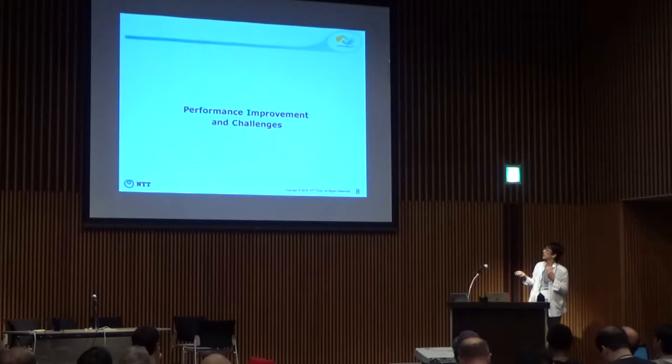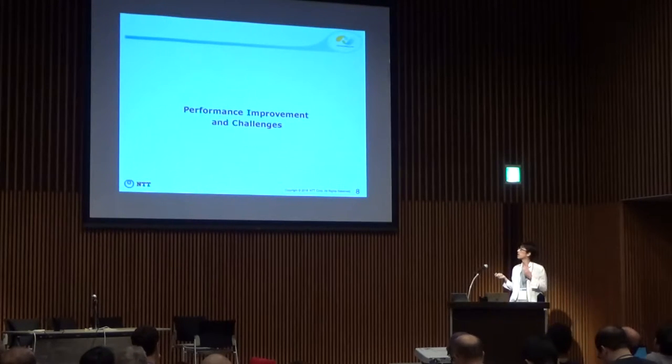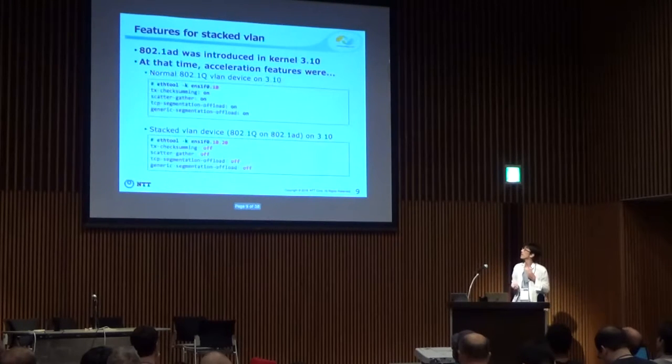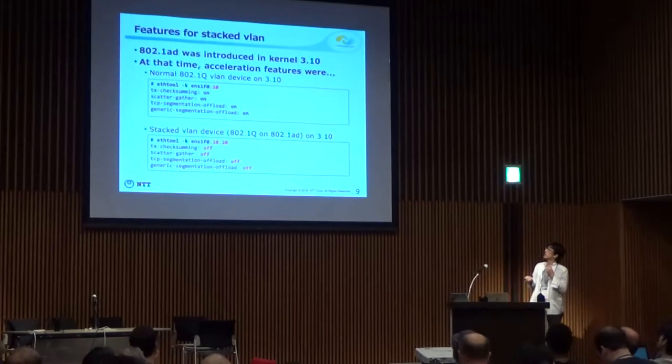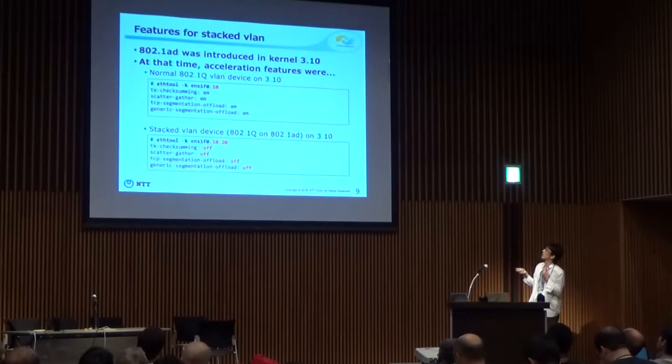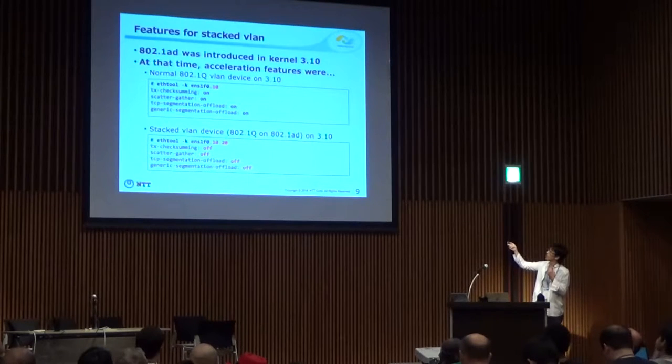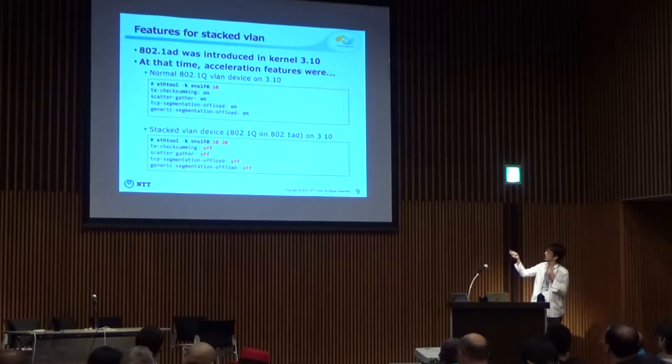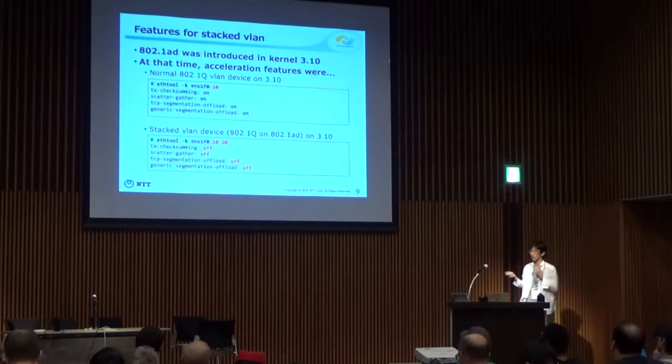And let's go on to performance improvement and challenges. 802.1ad was introduced in kernel 3.10, but at that time, acceleration features were very few. A single 802.1Q VLAN device has many acceleration features, but a stacked VLAN device, an 802.1Q device on another VLAN device, has very few features.